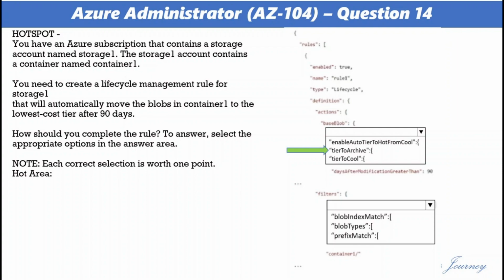The correct option is tier to archive because it's the lowest cost tier and the question doesn't say anything about needing to read data after 90 days. However, rehydration cost will occur if they need to read it. The second option is prefix match because we only want the blobs in Container1.